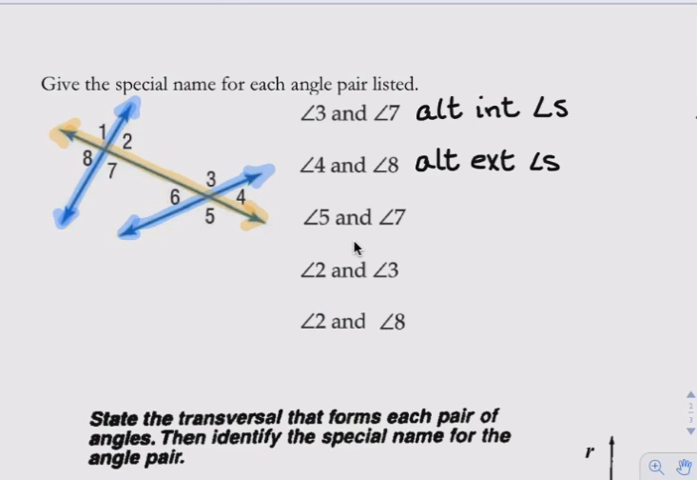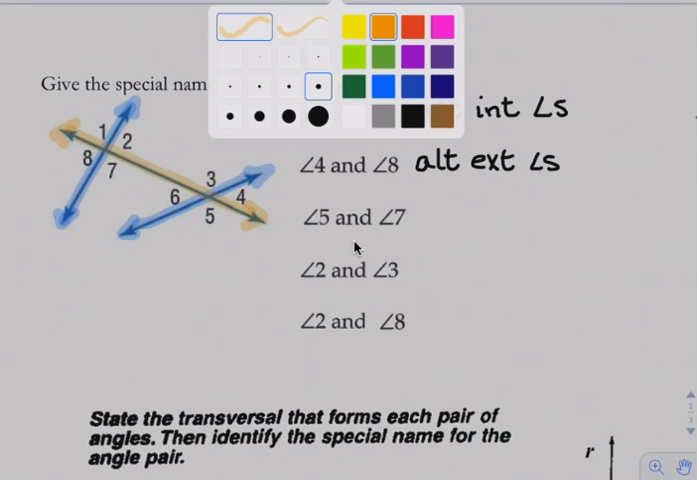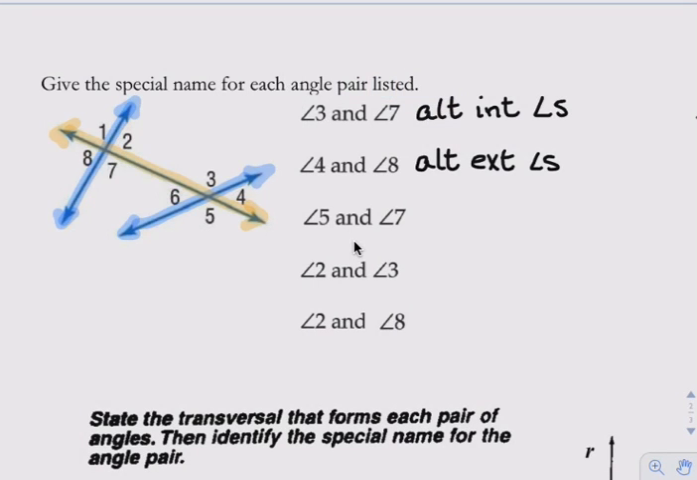Right? 5 and 7. Well, let's see. 5 is here, 7's there. Well, they're not both interior, they're not both exterior. So are they corresponding? Are they in the same positions? Yes. Those are corresponding angles. All right, we'll abbreviate that with 2 R's. Corresponding angles.